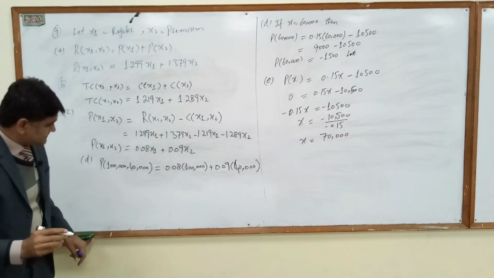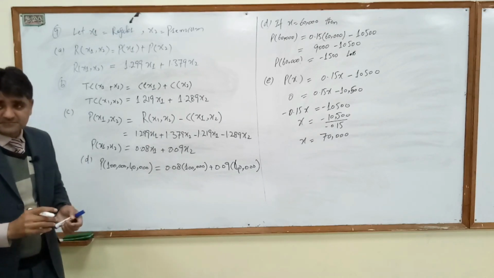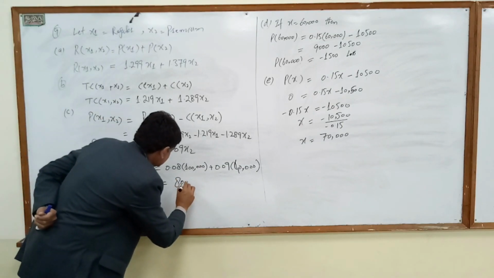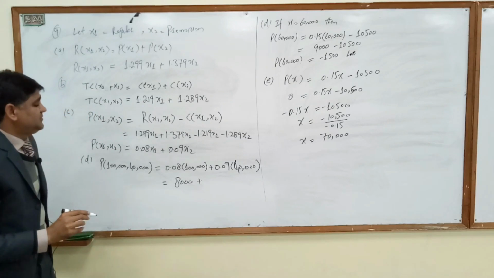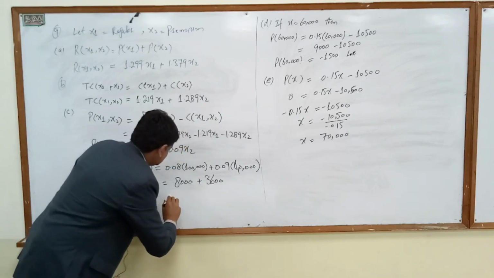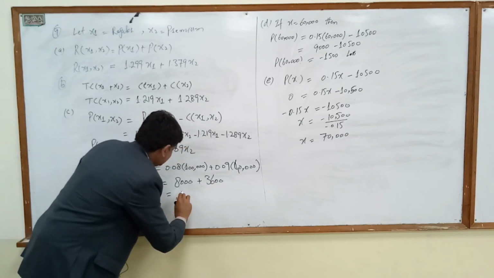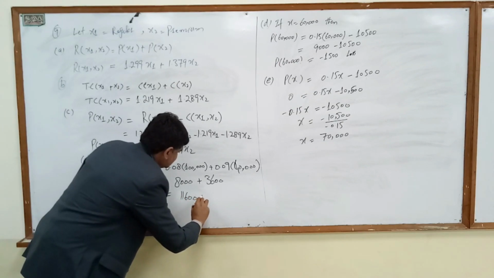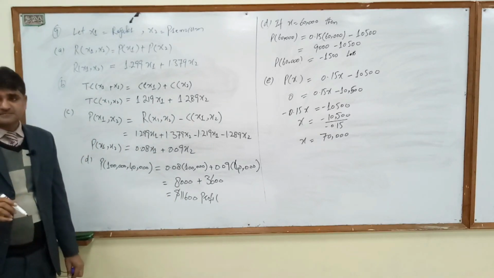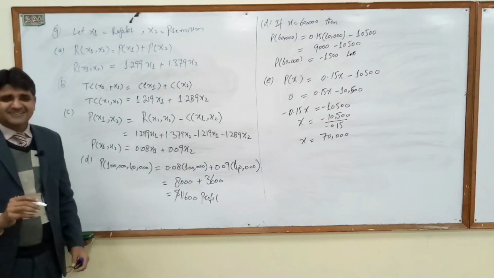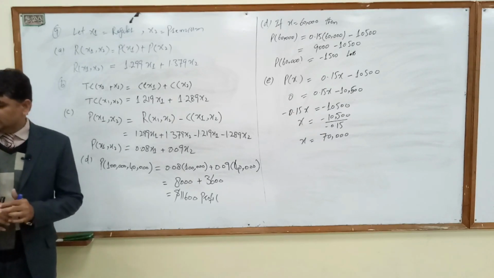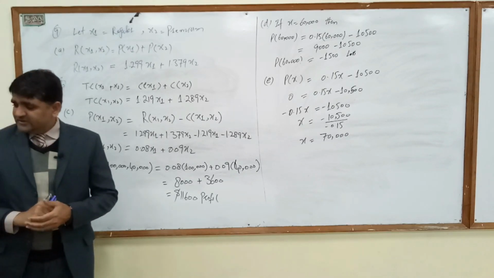What's the sum here? 8,000 plus 0.09 multiplied by 40,000 is 3,600. So what's the total value? 11,600. Yes, here is the profit. Okay, students? What's the profit? The value is positive. Because they are getting a positive value, we can name it a profit function.